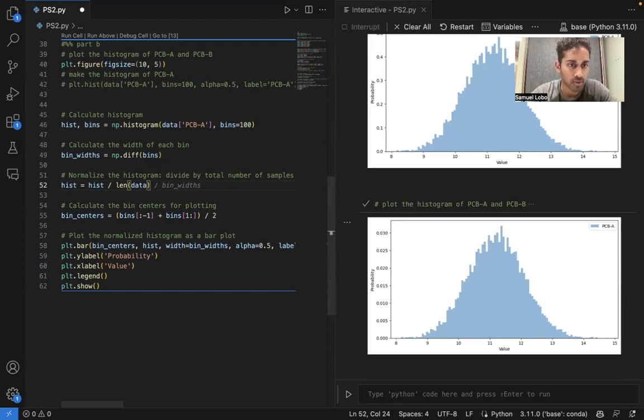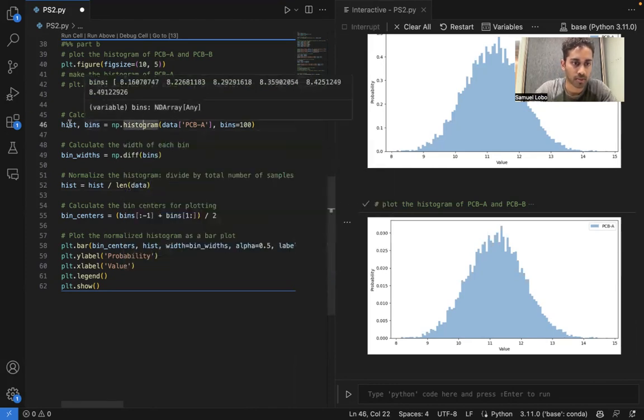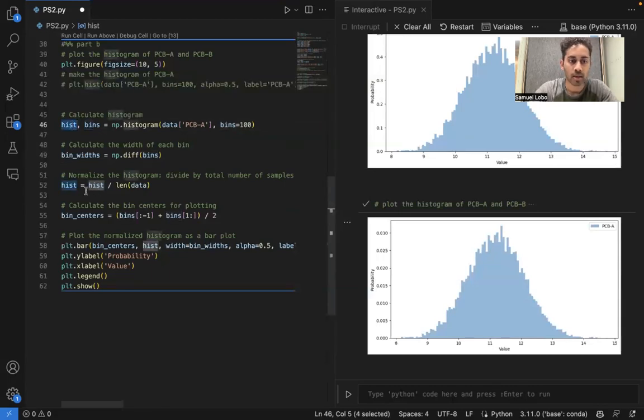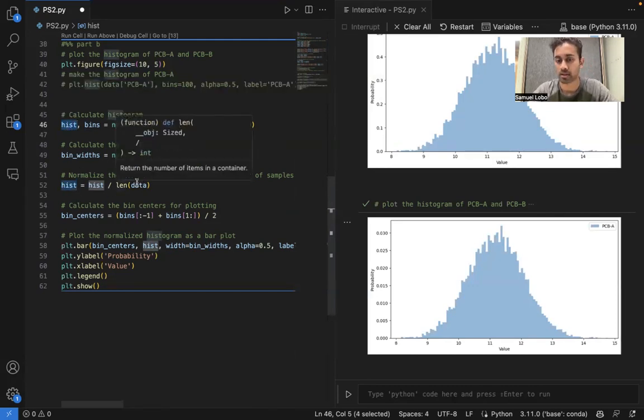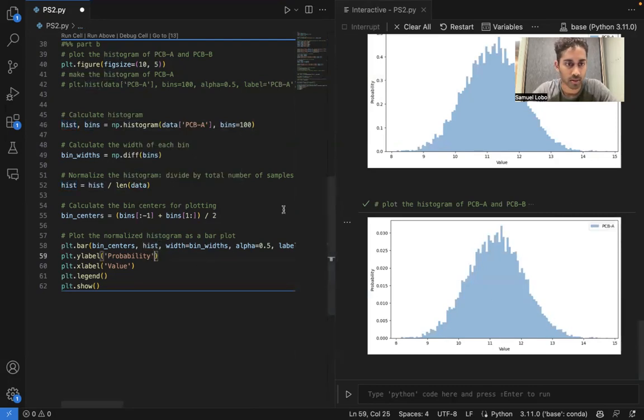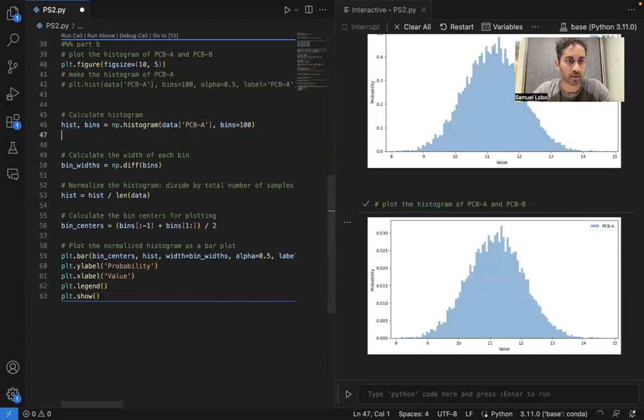So what it's doing is this np.histogram is getting the bin locations and the histogram heights. And then we're taking those histogram heights, which are the frequencies, and we're dividing them by the length of the data to convert them to probabilities. So now this is like a healthy graph, and we could do the same thing for the second data set.